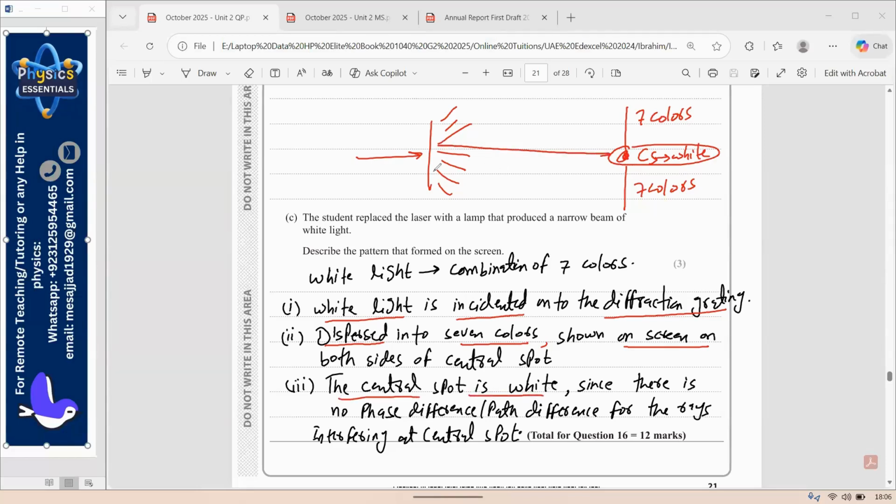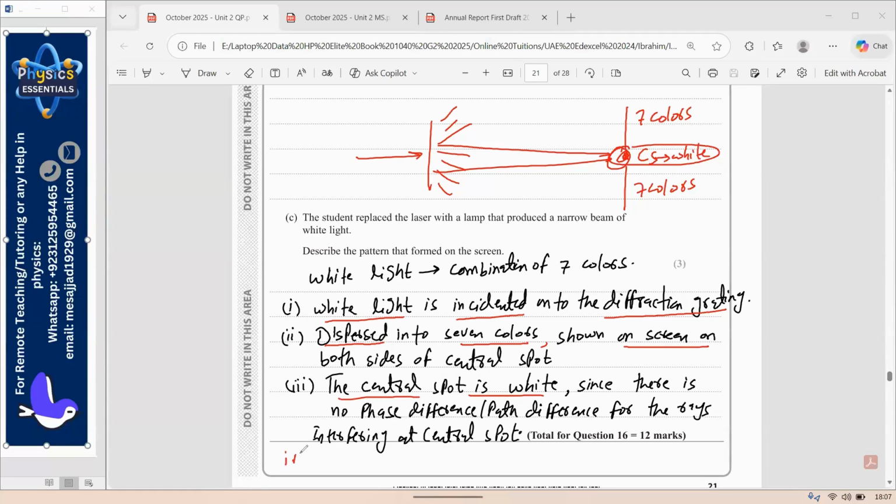because all the rays which are interfering here, they are covering up the same distance, so there is no path difference or phase difference between all the rays, all the 7 colors which are arriving at central spot. So when they arrive with same phase difference, path difference at central spot, they become white again. Okay, so they rejoin together, they fuse into each other and turn into a white spot again. So the central spot is always white.